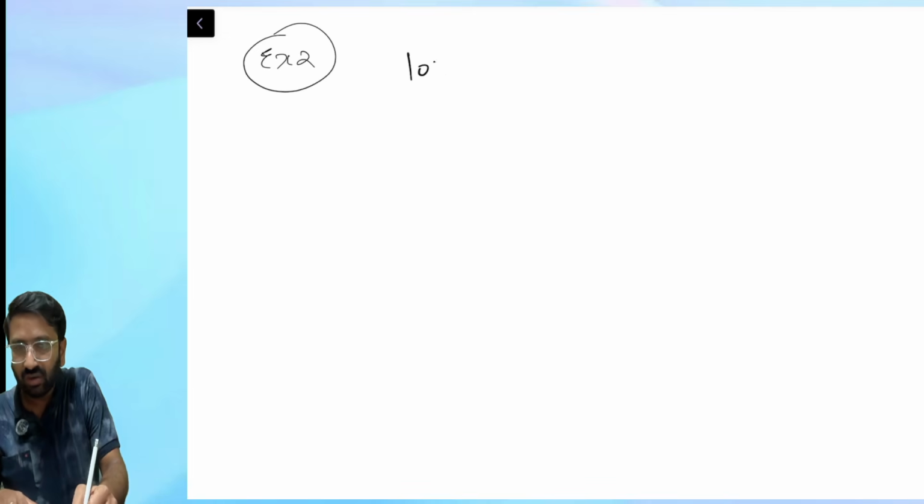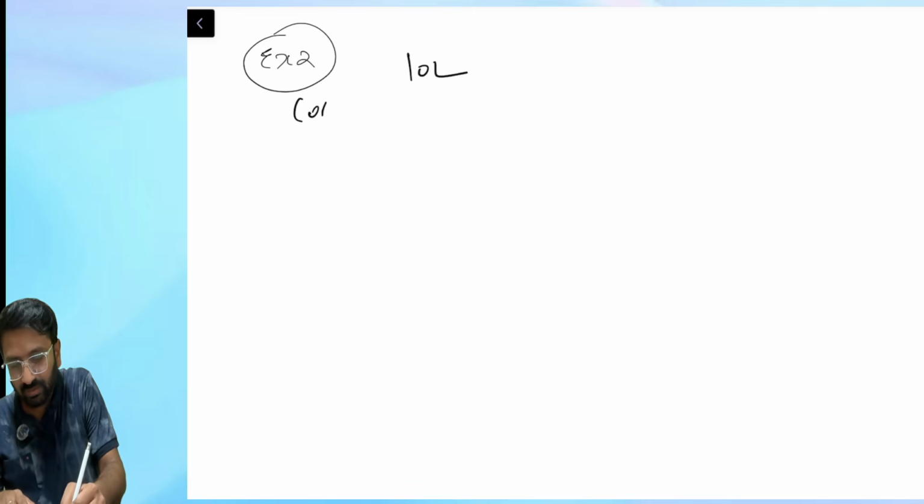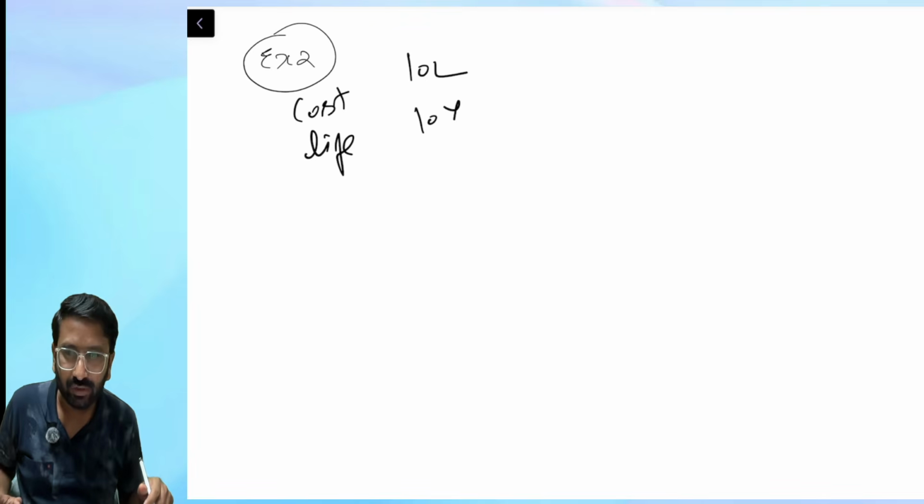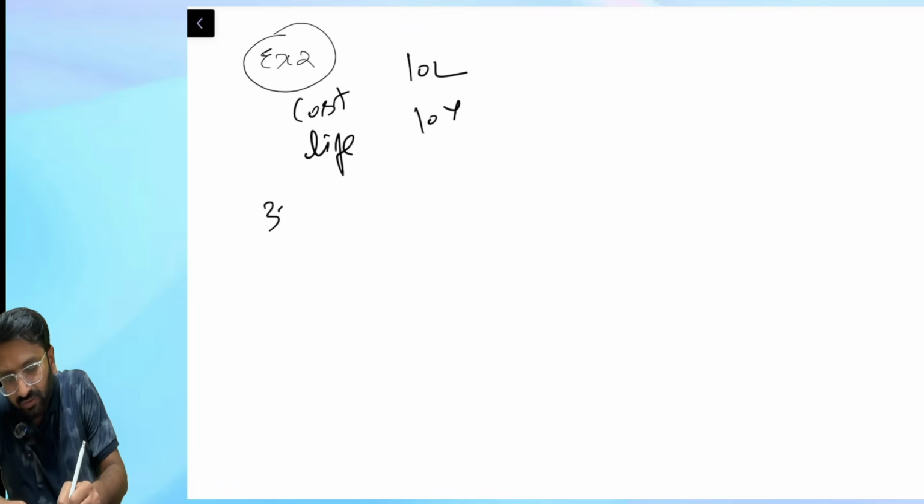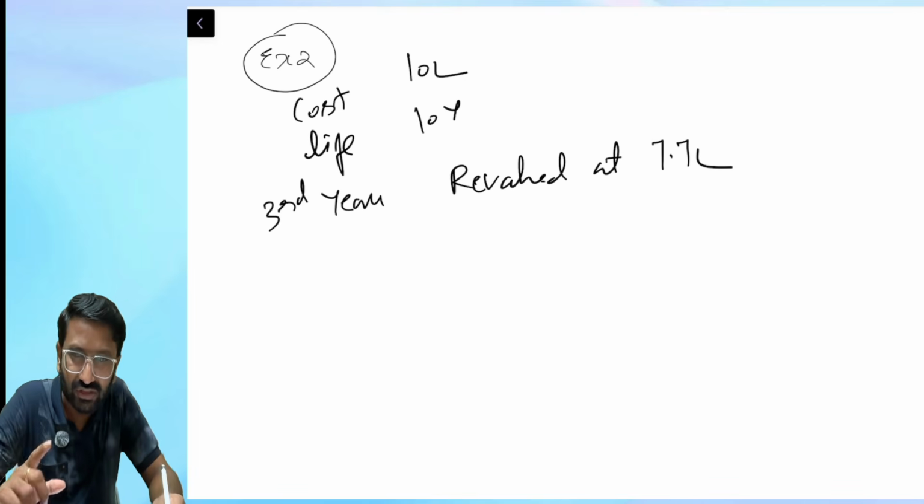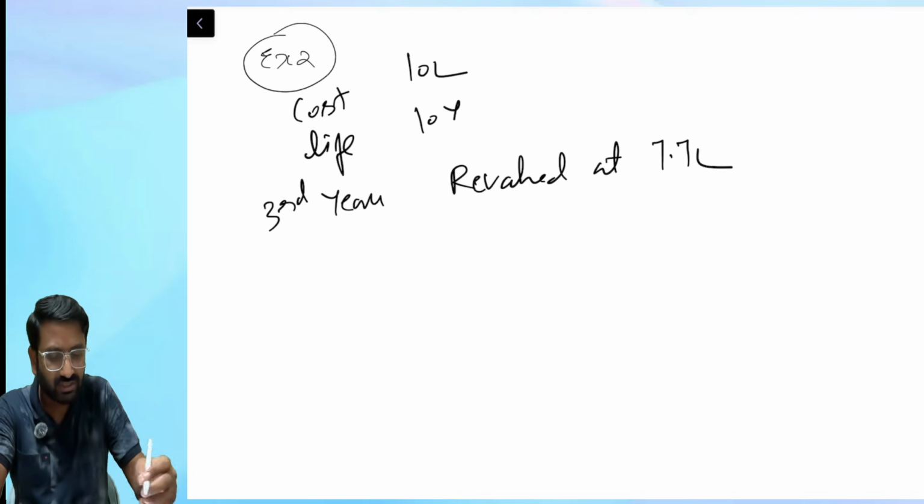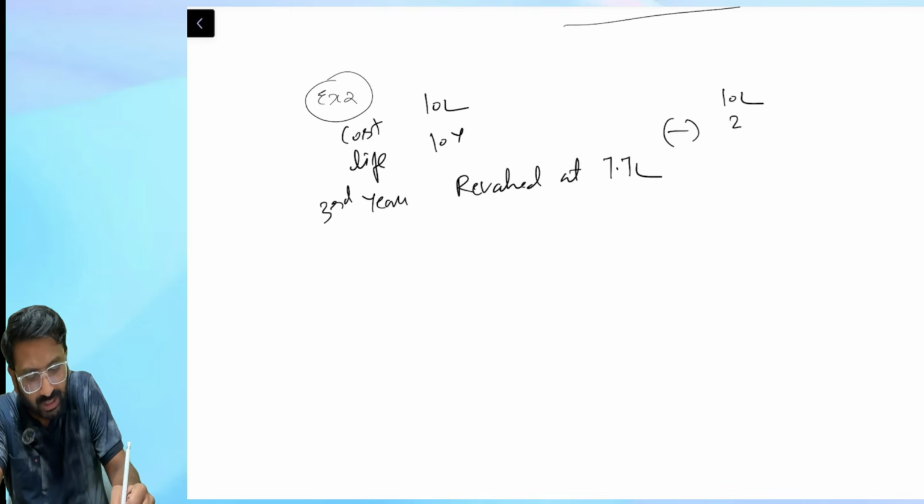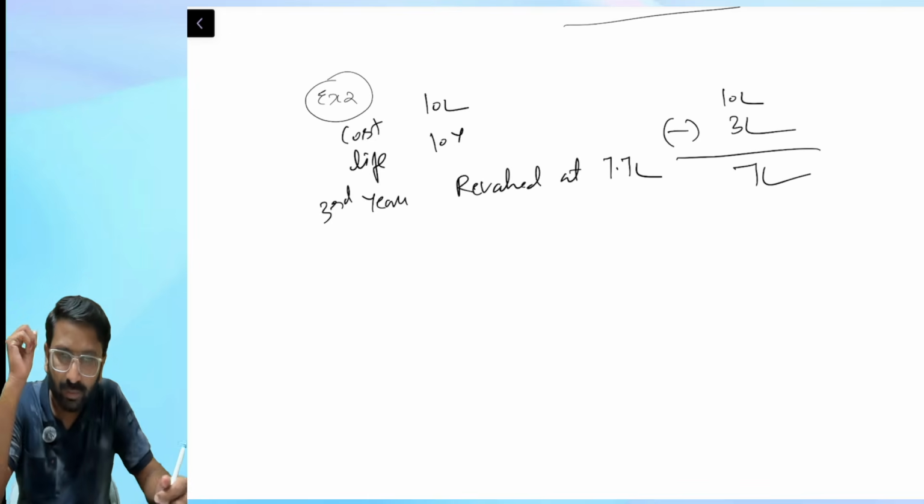Let us say you bought the machine for 10 lakhs. Cost of the machine 10 lakh. Life of the machine 10 years. So can I say 1 lakh depreciation for 1 year? At the end of third year, the asset is revalued, let's say at 7 lakh 70,000. Okay, 7.7. Now can I say original cost is 10 lakh. 3 years is over, so 3 lakh rupee depreciation gone. 7 lakh should be the book value.